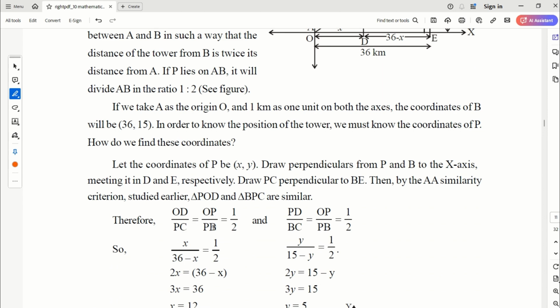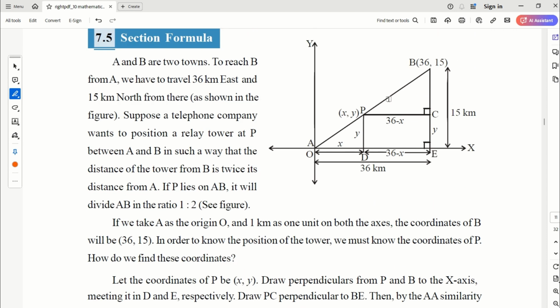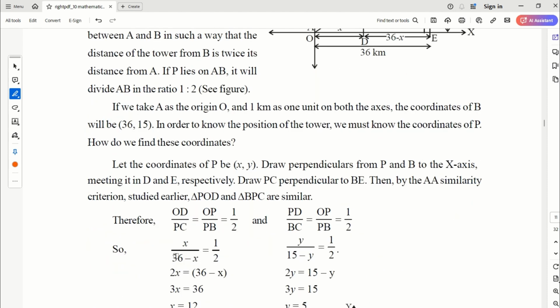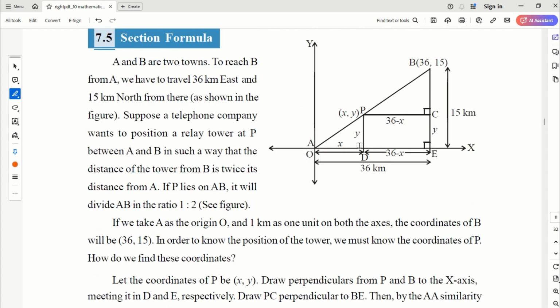OD by PC equals OP by PB, which is 1 by 2. We know OP by PB is 1 by 2 because we are dividing it in 1:2 ratio. So OD by PC will also be 1 by 2, that is x by 36 minus x equals 1 by 2. Similarly on the y side, y by 15 minus y is 1 by 2. If you simplify, you will get x equal to 12 and y equal to 5. So we got the value of x comma y, which is 12 comma 5. These are the coordinates of the point which divides AB in 1:2 ratio.